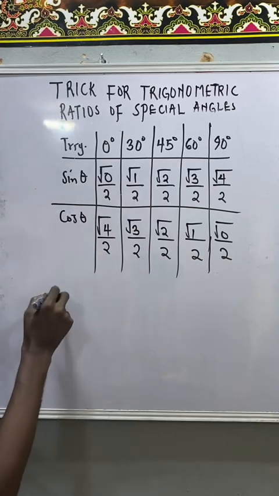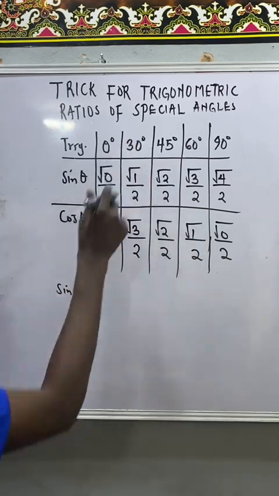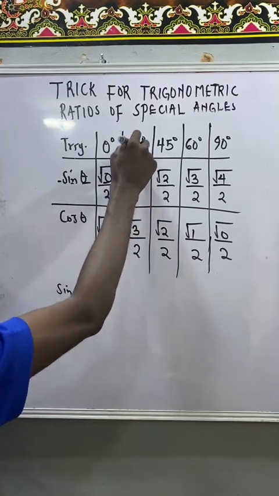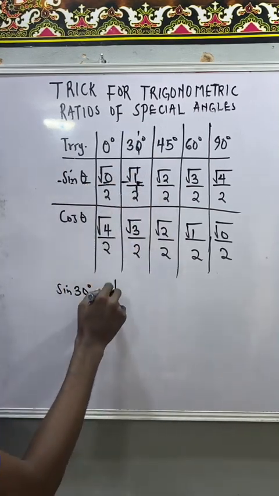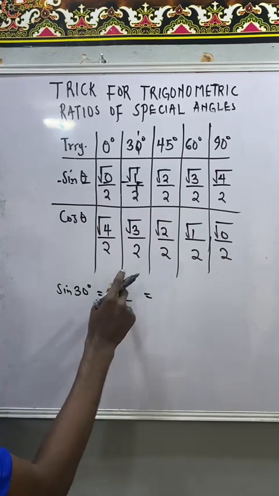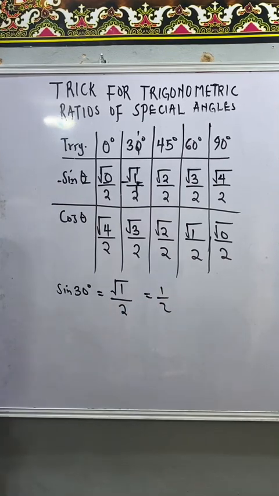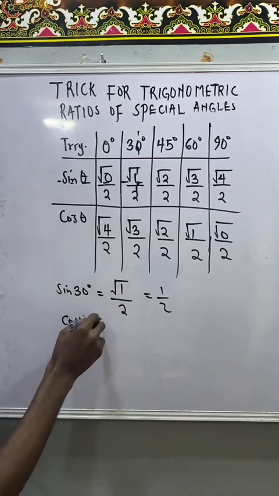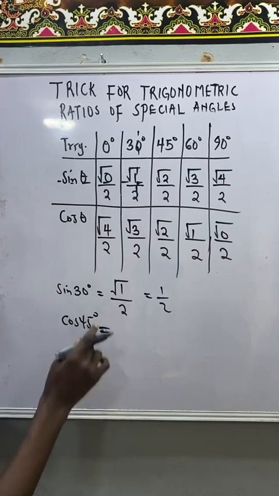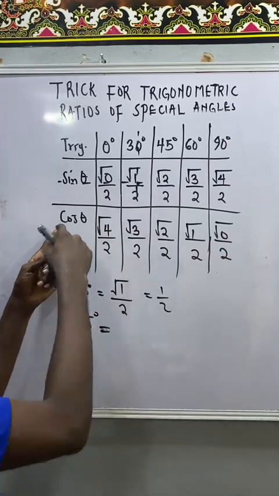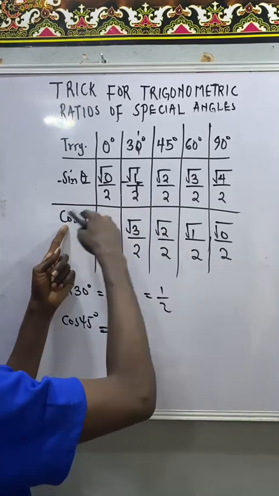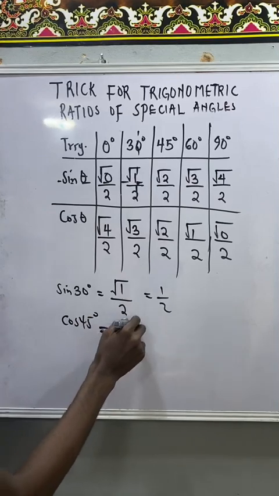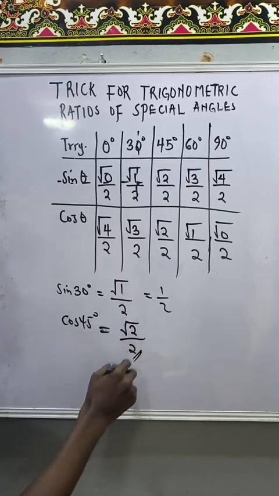That means if you are asked to calculate sine 30, for instance, check where sine 30 corresponds to at the point of intersection. That's square root of 1 all over 2. Square root of 1 is 1, over 2. That means sine 30 is 1 over 2. Let's go for cos 45 degree. I'll go to cos, then trace the point of intersection of the horizontal and the vertical. They coincide here. That means cos 45 is square root of 2 all over 2.